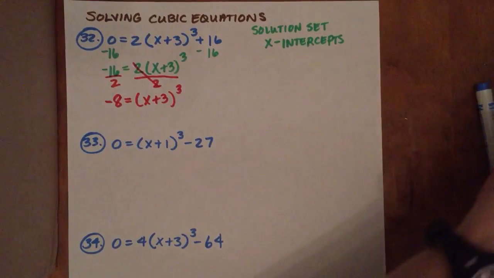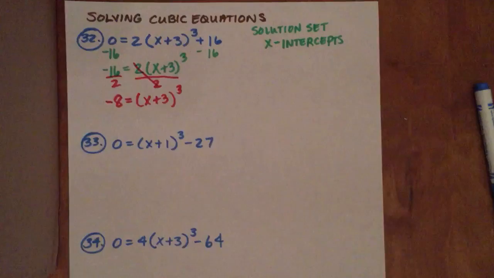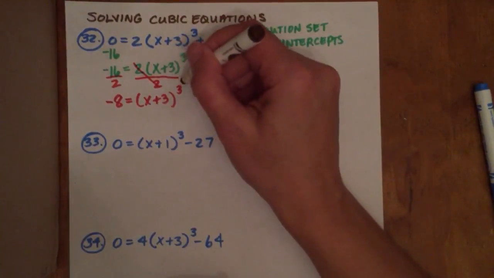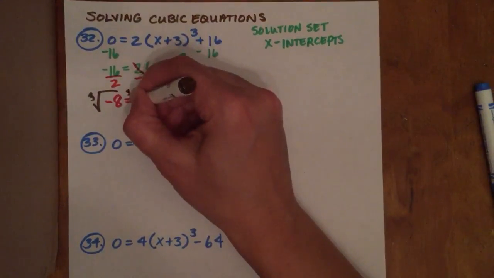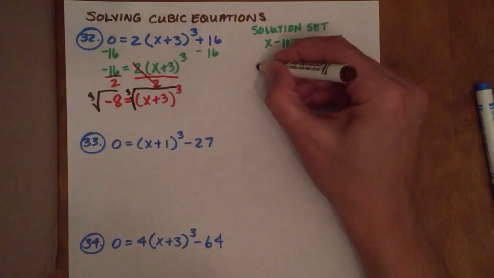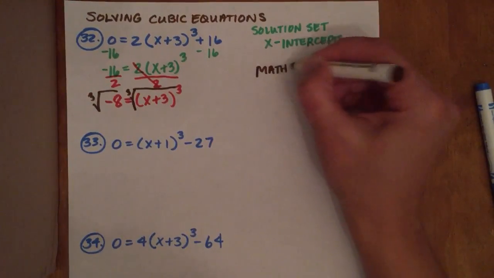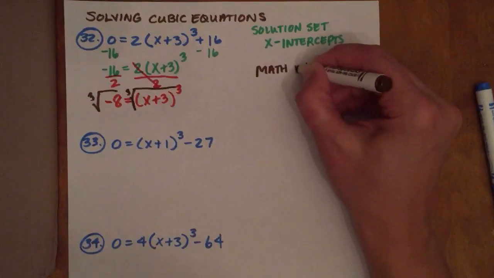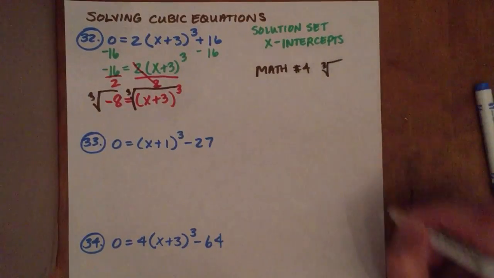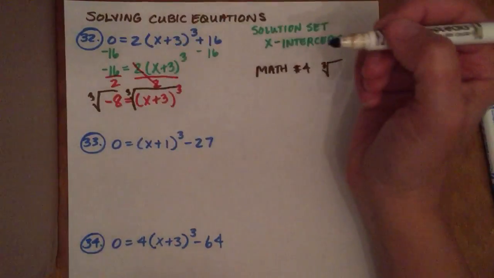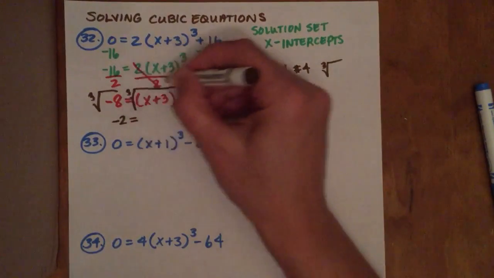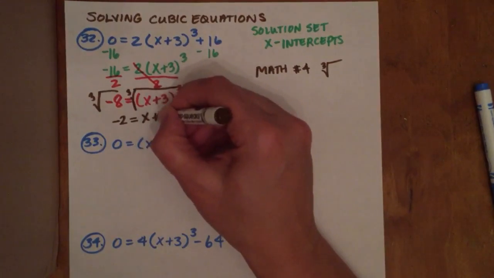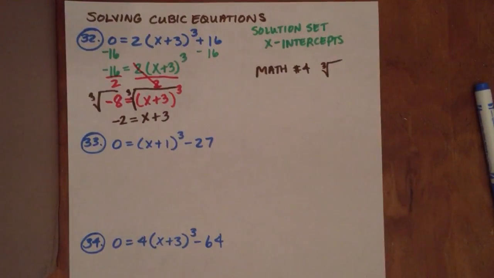So I'm at a point where I need to find the cube root of both sides. On your calculator, you're going to hit math, and then you're going to choose number 4. And that should be your cube root function. So if I take the cube root of negative 8, I get negative 2. And the cube root, obviously, of x plus 3 cubed is just x plus 3. This is not like quadratics where we have a plus and minus. It's just x plus 3.